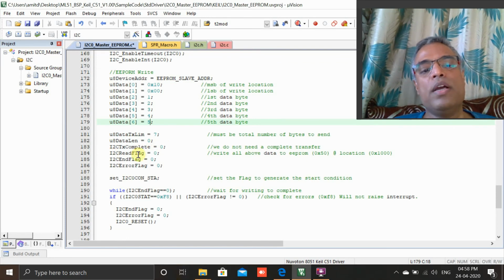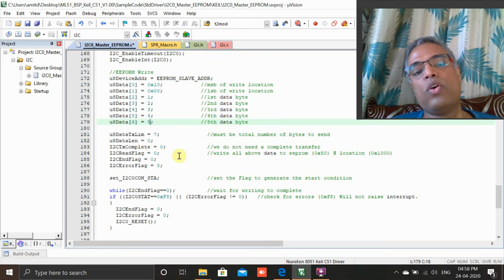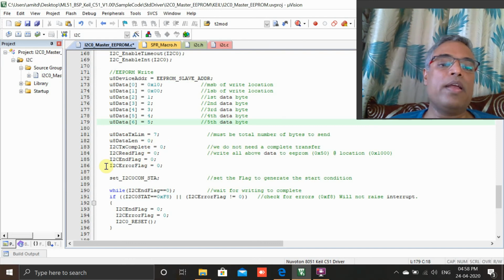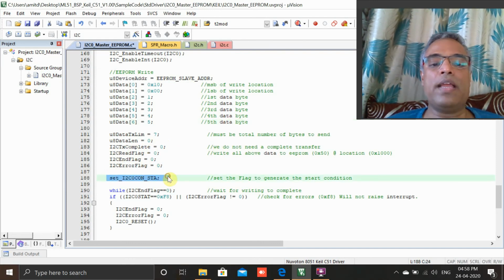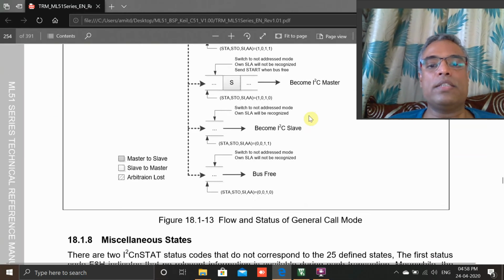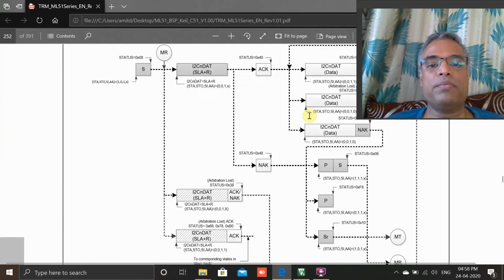Then I'm going to see the read flag, whether I want to read or I want to write data. So I'm going to keep the read flag as 0. I'm going to keep the end flag as 0, because the end flag will just indicate that the transaction is completed. And I'm going to keep the error flag as 0. And I am going to set the STA. I told you. So STA, the moment I set the STA, what I am doing is that I am going to start the transaction. I'm setting the start bit.